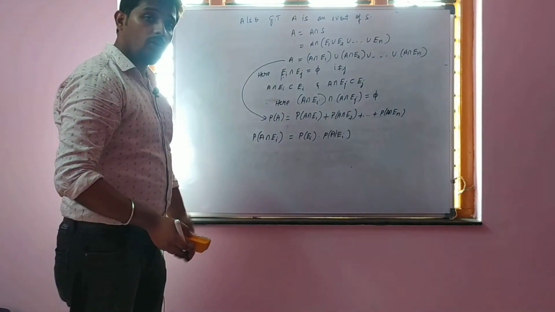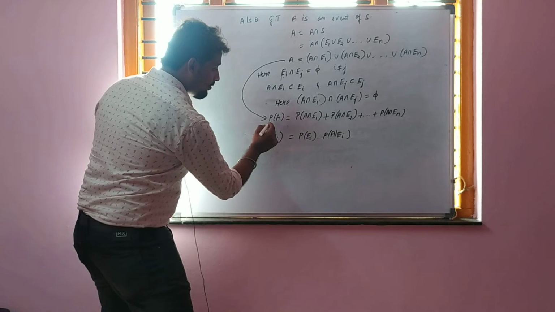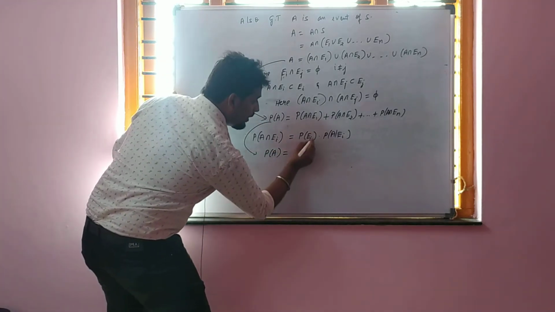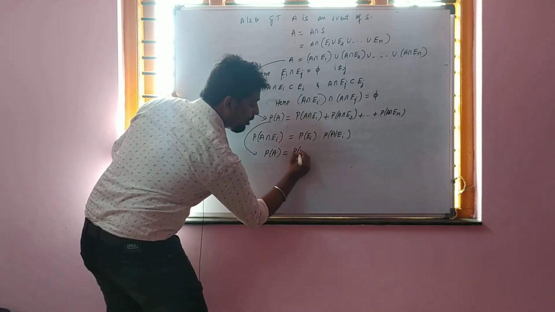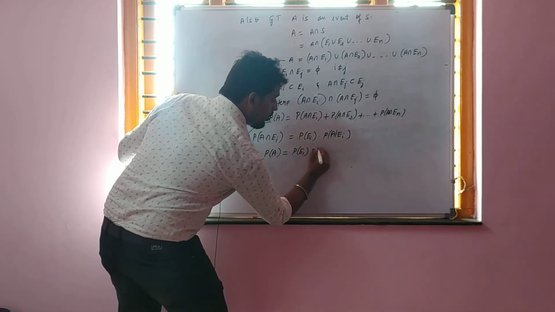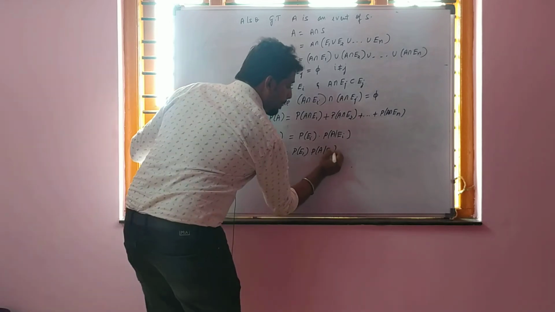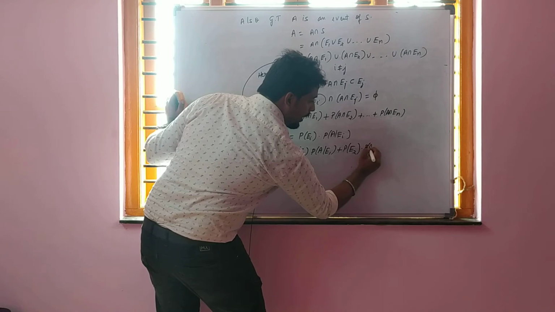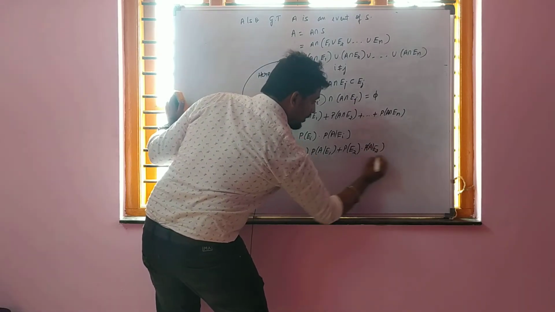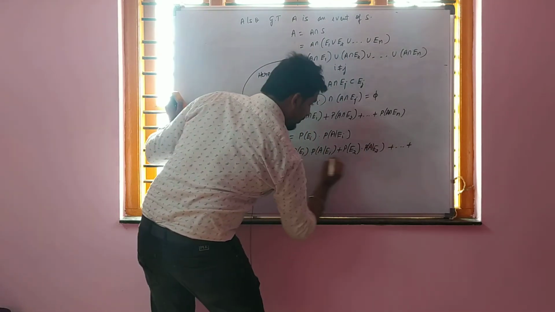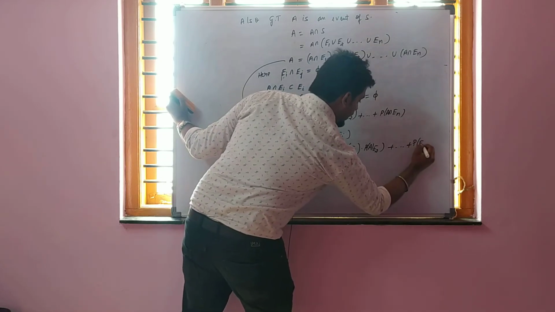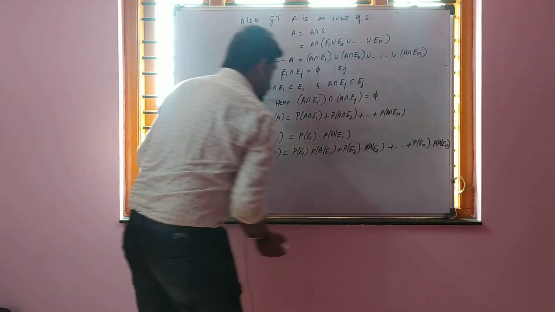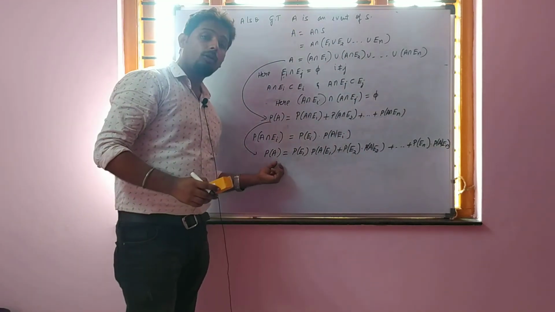So using this, what can I do here? Now this can further be written as P of A equals, instead of EI, what can I write? P of E1 into P of A bar E1 plus P of E2 into P of A bar E2, and so on up to P of En into P of A bar En. So now we got the total probability of this event.